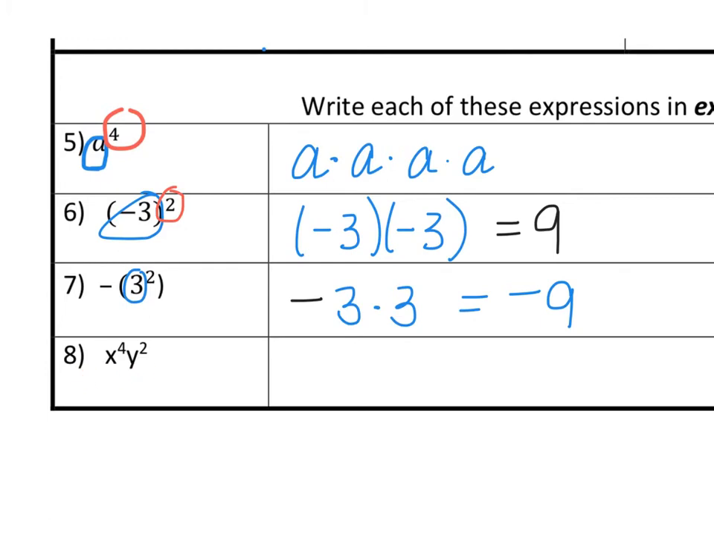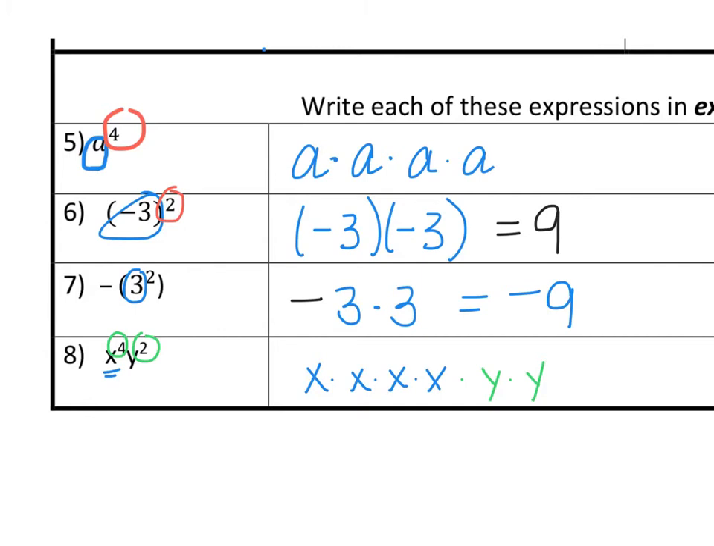Let's take a look at example number 8. So we have 2 bases. We have a base of x, and we need 4 of those. And we have a base of y, and we need 2 of those. So we needed 4 x's and 2 y's. And we can't do anything else with that because we don't know what x and y are. So that is expanded form.